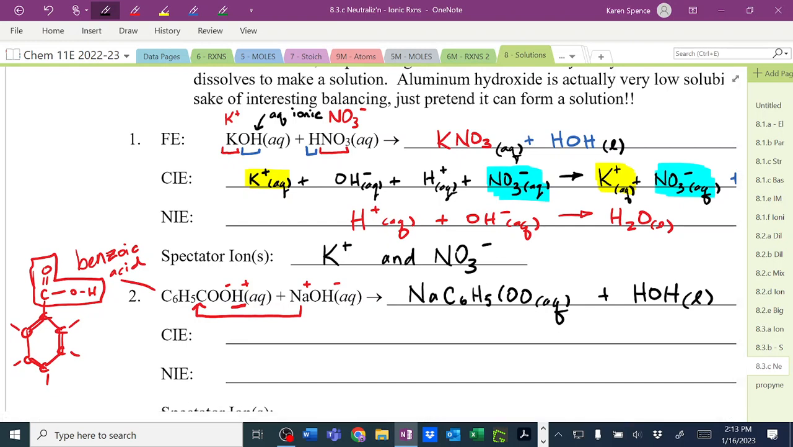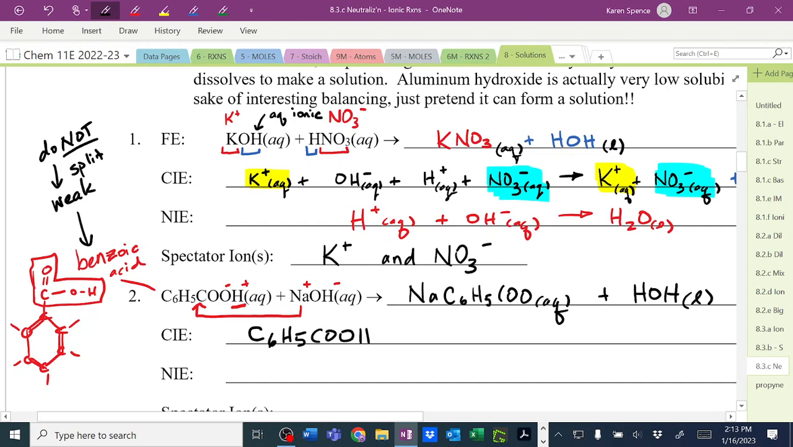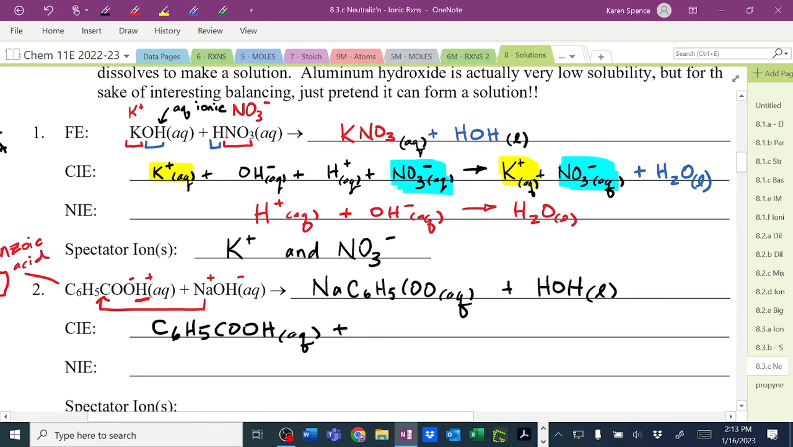Now, for my complete ionic equation, is benzoic acid a strong acid or a weak acid? It is weak. Therefore, do I split it apart? Do not split. Okay, so it's going to be C6H5COOH. It stays together. Does NaOH split apart? Yes. So we have Na plus, OH minus.